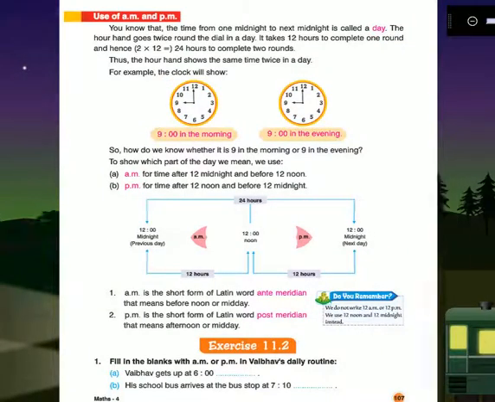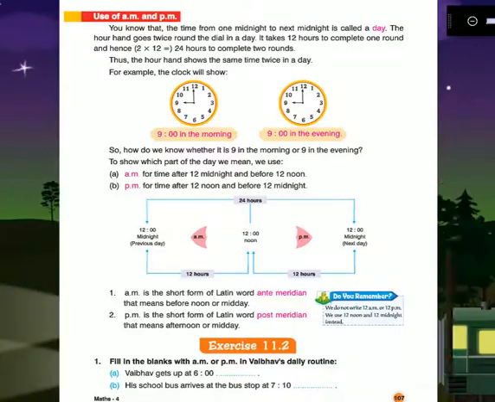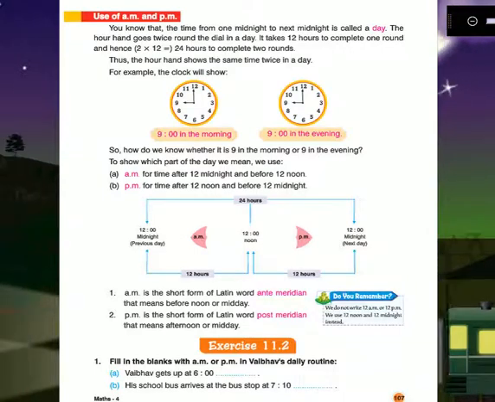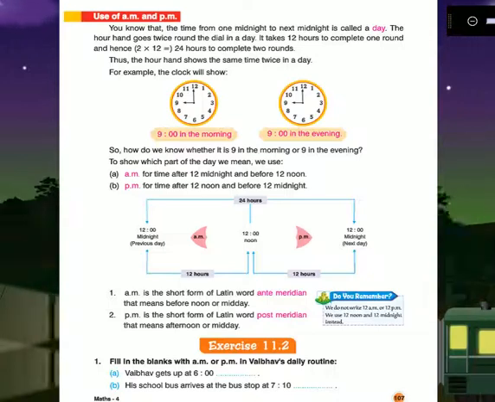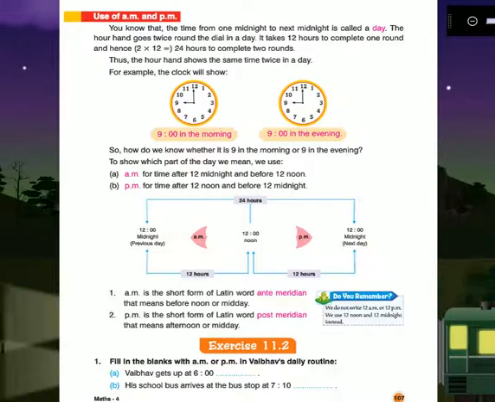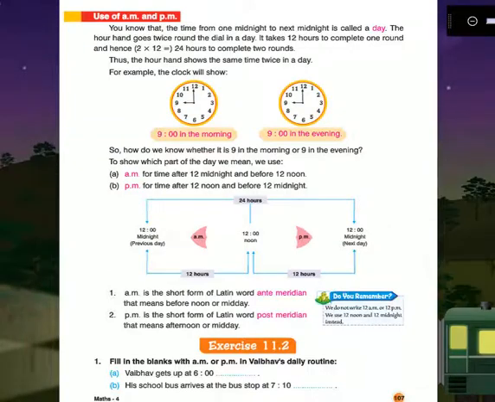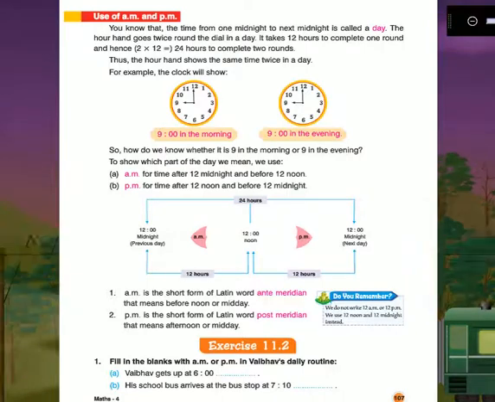Use of AM and PM. You know that the time from one midnight to the next midnight is called a day. The hour hand goes twice round the dial in a day. It takes 12 hours to complete one round, and hence 2 into 12, 24 hours to complete 2 rounds. Thus, the hour hand shows the same time twice in a day.